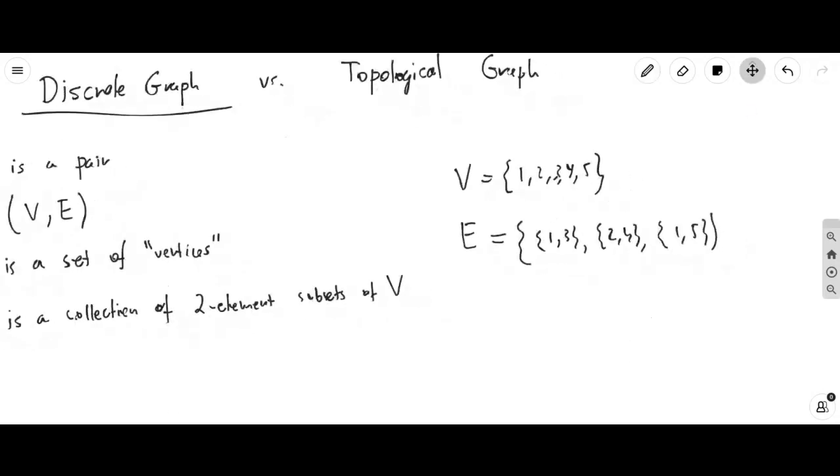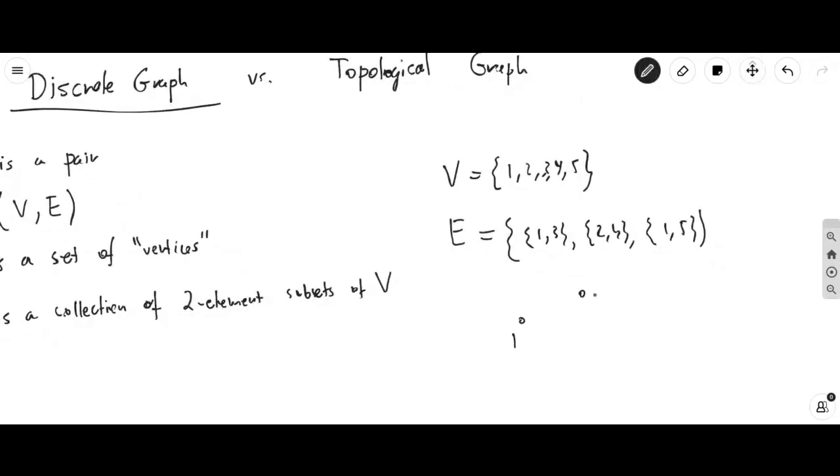And the way you represent this as a picture is you draw your vertices. So those are your vertex set, and then you use the edges to draw an edge between them. So between 1 and 3, you're going to have an edge. Between 2 and 4, you're going to have an edge. Does not matter how you draw it. And between 1 and 5, you're going to have an edge. So this is what you call a discrete graph.